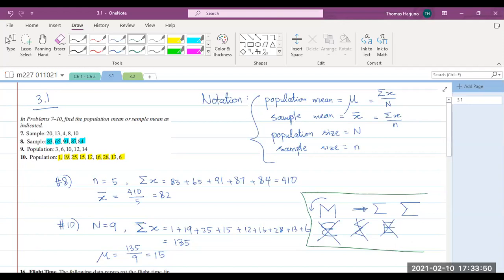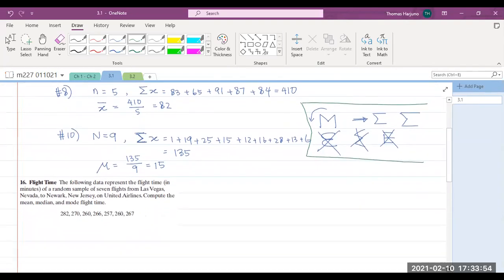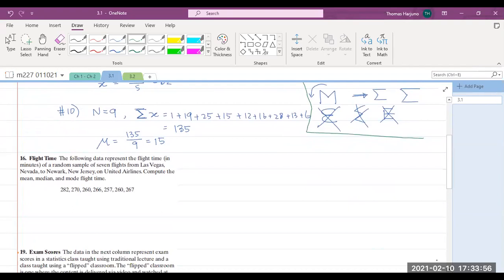Okay, now let's see the next question. Number 16. The following data represent flight times in minutes of a random sample of 7 flights from Las Vegas, Nevada to New York, New Jersey on United Airlines. Compute the mean, median, and mode flight times.